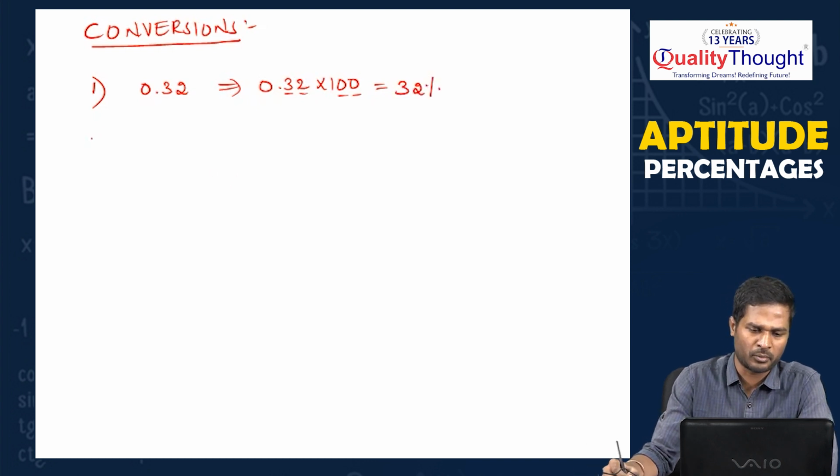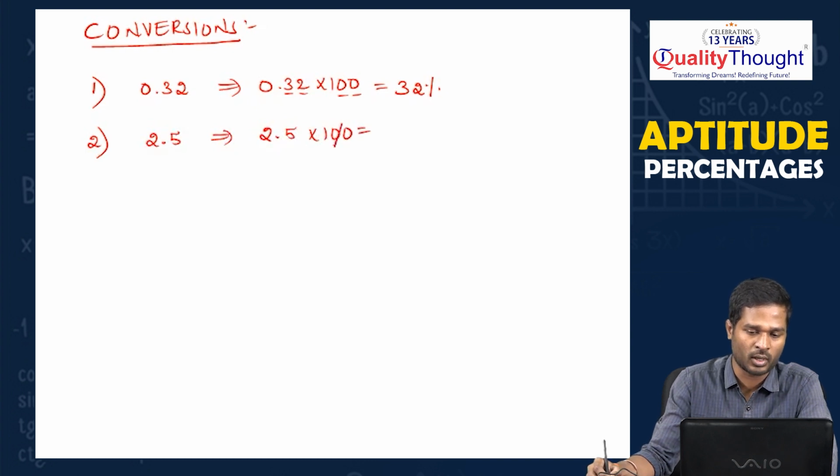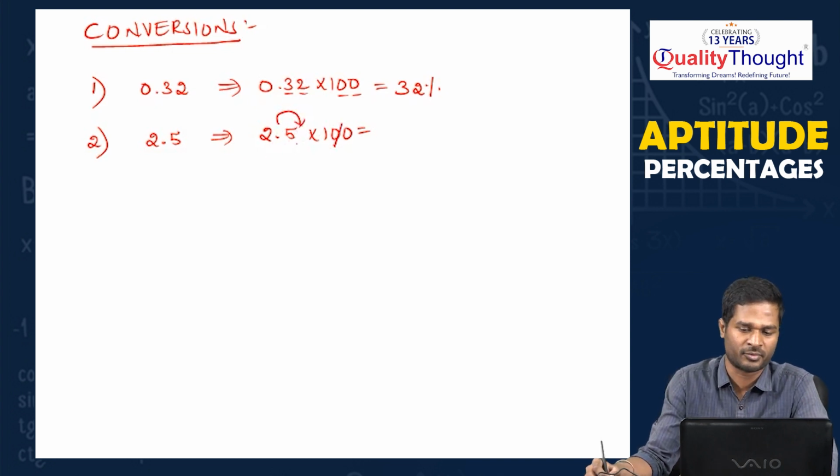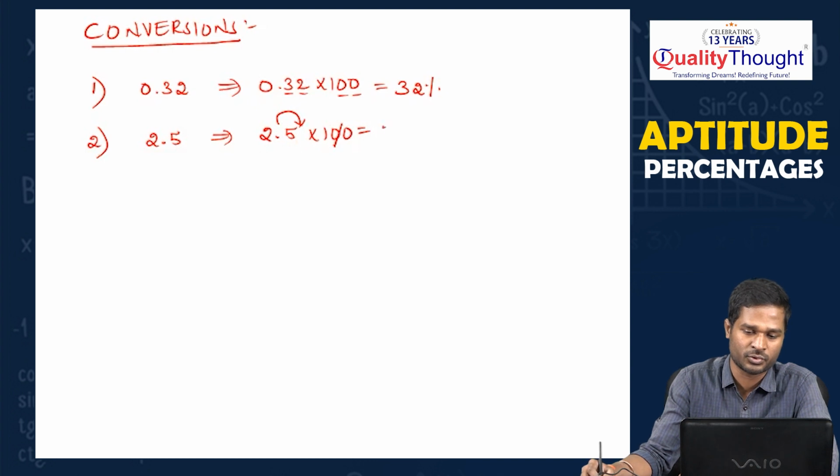If you want to see another example, I have 2.5, another decimal value. Again 2.5 into 100. Now the point will take one 0 and go to the right side. There is no other digit after 5, so this 0 will be added here, so it will become 250%.